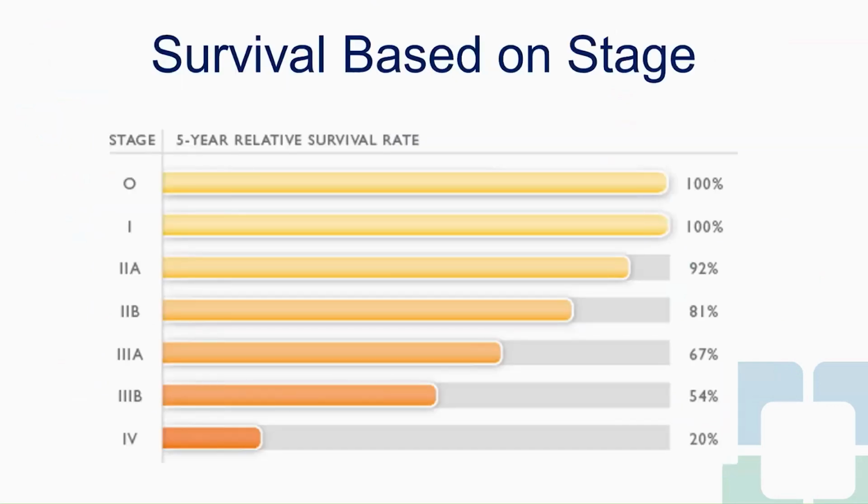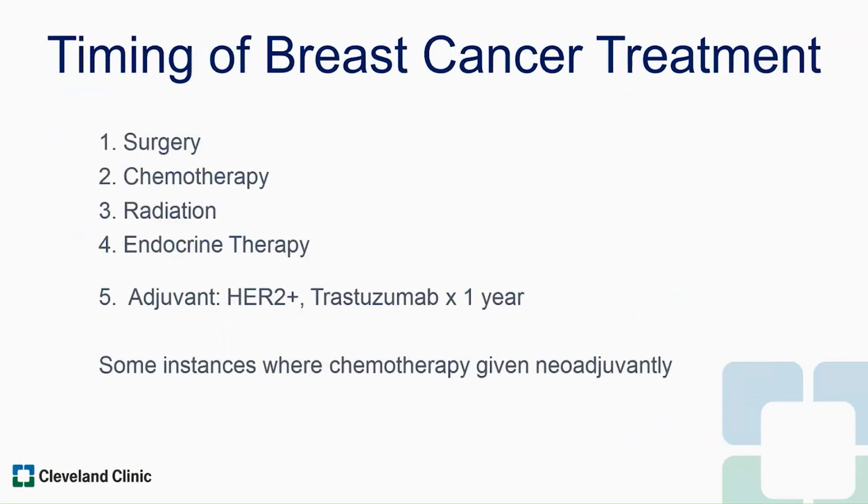The good thing about breast cancer is that survival is based on stage. So survival is not based on tumor biology or type of surgery. More importantly, it's based on stage. So if you look at it, the earlier you catch a breast cancer, the better the survival. So the importance of mammograms, self-breast awareness.